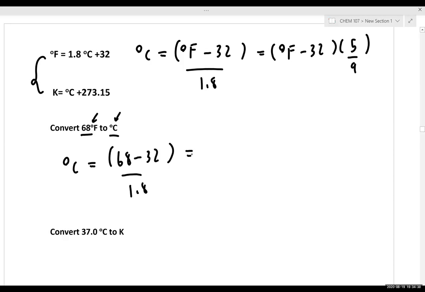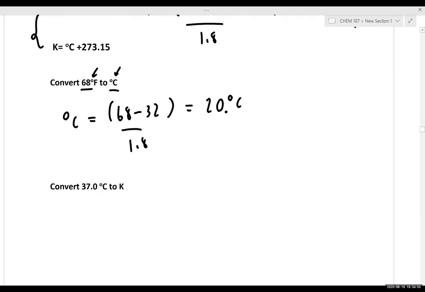And if we punch that into our calculator, that in turn gives us 20 degrees Celsius. Let's do a Kelvin conversion now. We're asked to convert 37 degrees Celsius to Kelvin. We know that Kelvin is equal to degrees Celsius plus 273.15.